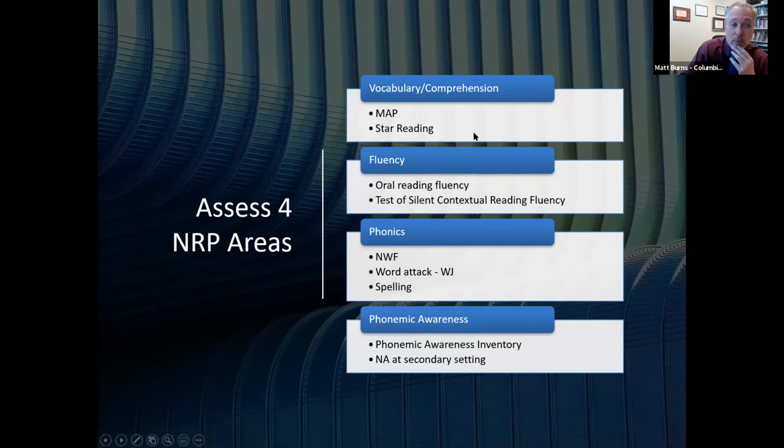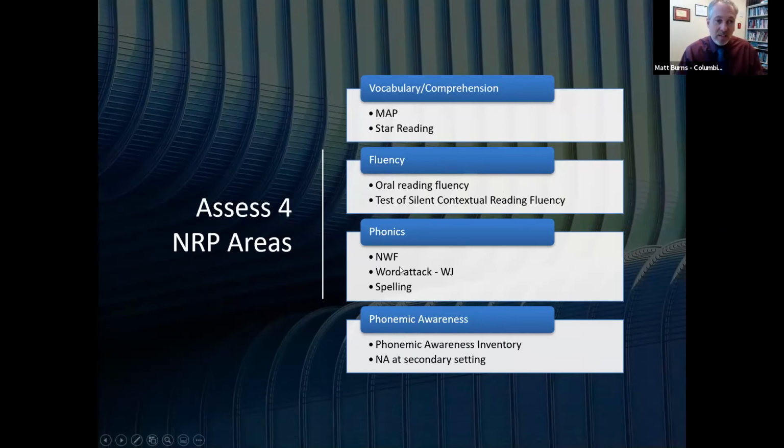MAP and STAR reading are good measures of comprehension. They're measures of overall reading, sure, but they're also direct measures of reading comprehension. Fluency, or any oral reading fluency measure: AIMSweb, DIBELS, FastBridge, any of those. There's others. There's tests of silent contextual reading fluency. There's the word reading efficiency test. So any of those are reading fluency measures.